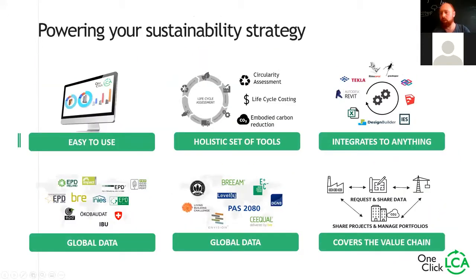Our software is quite easy to use compared to traditional LCA. We have a variety of different types of tools. So not just LCA, but for example, also circularity assessment and lifecycle costing. We integrate to quite a lot of different tools. So I would say most commonly used tools we integrate to. Our database, as I already said, is one of the biggest in the world. It's global data we integrate.